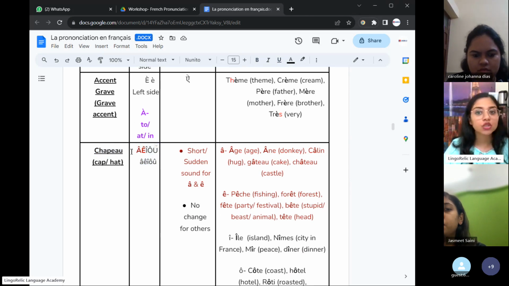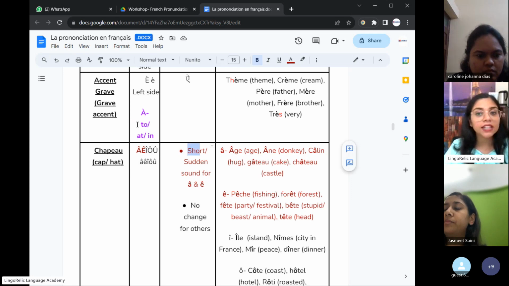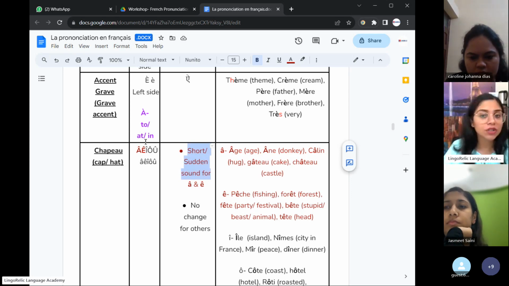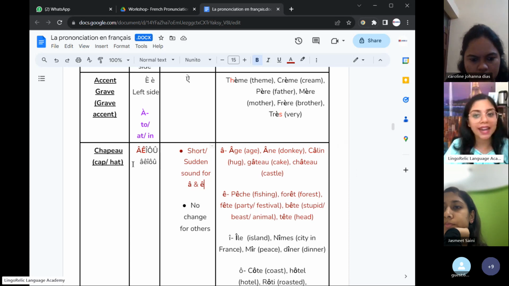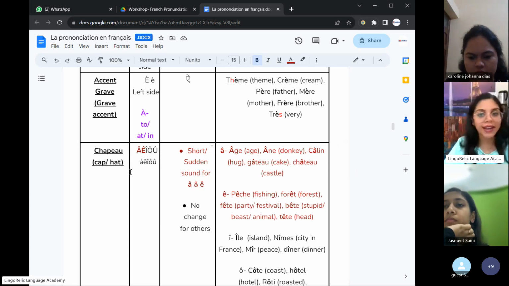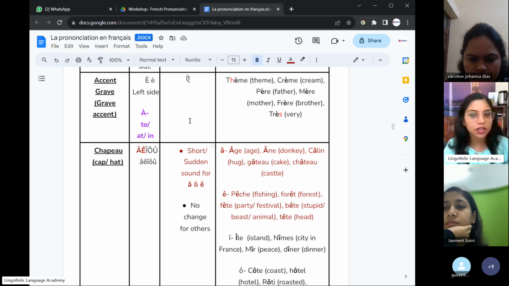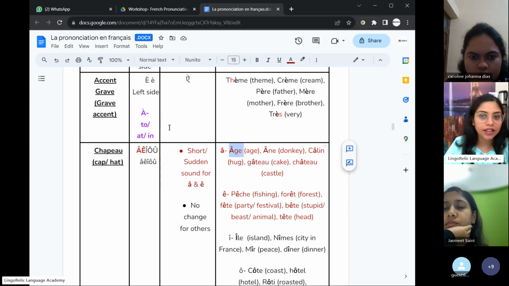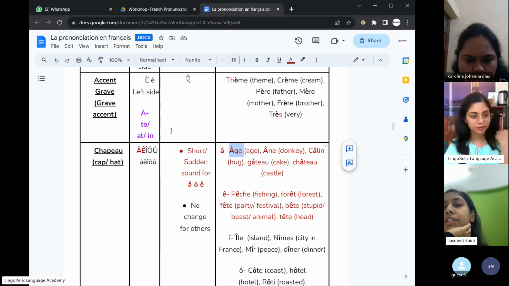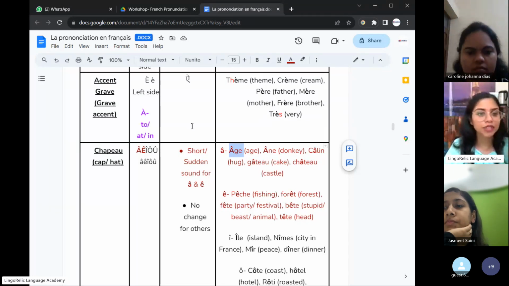Right? So I'll tell you what. When this accent is put on top of A or E, it shortens the sound. It makes the sound sudden for A and E. Earlier it was longer. So likewise, you have A ke case mein, this one. Can you try pronouncing this, someone? Age. Age. Yes, that is age. Very, very minute difference, but it is a part of the spelling. So it's age.